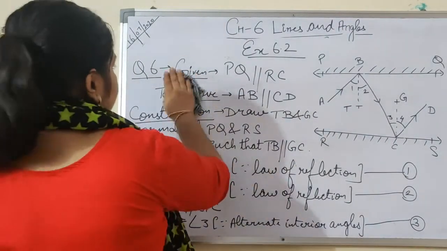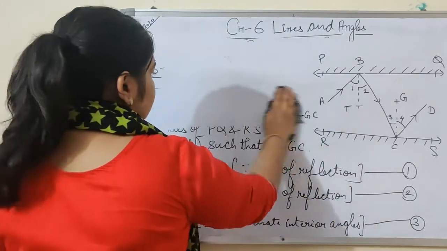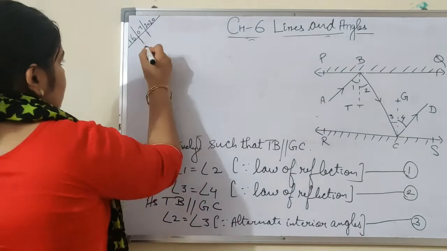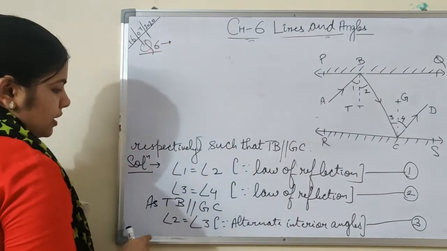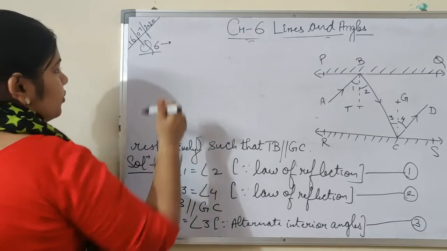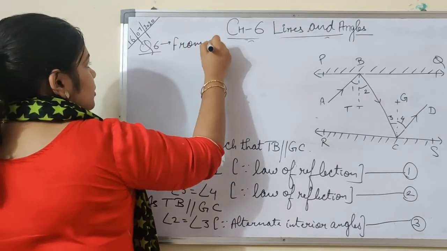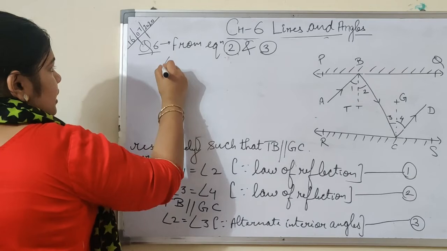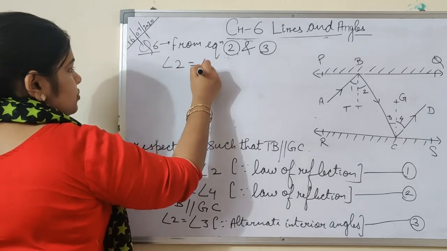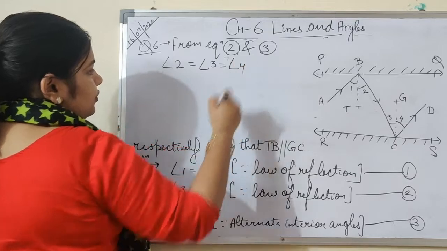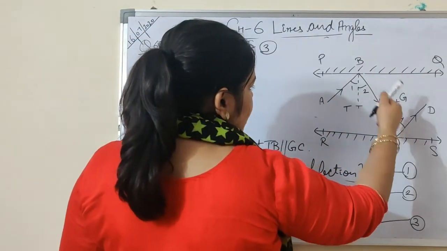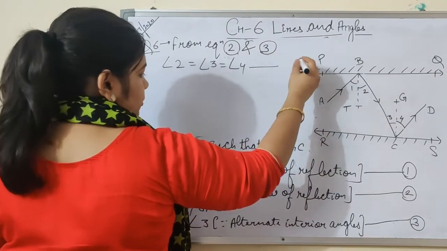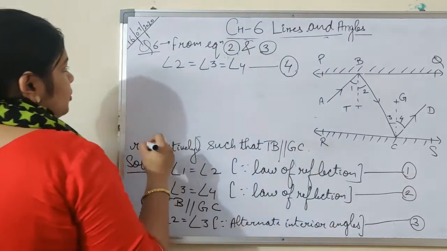Now I'm writing it here. From equation number 2nd and 3rd, what I can write? From equation number 2nd and 3rd, I can write that angle 2 is equal to angle 3 is equal to angle 4. That means angle 2 is equal to angle 3 is equal to angle 4. Further, I'm naming it as equation number 4.